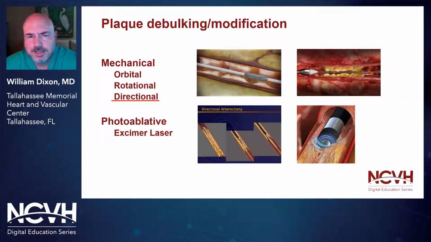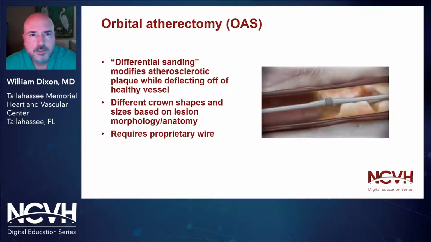I'm not going to spend any time on directional atherectomy in this talk. This has been used below the knee, primarily in large popliteal vessels or very large proximal tibial vessels. So I'm going to focus on orbital and rotational atherectomy and excimer laser. Orbital atherectomy uses a technique called differential sanding. It wobbles around an orbit so that it differentially sands plaque while not disturbing healthy tissue.